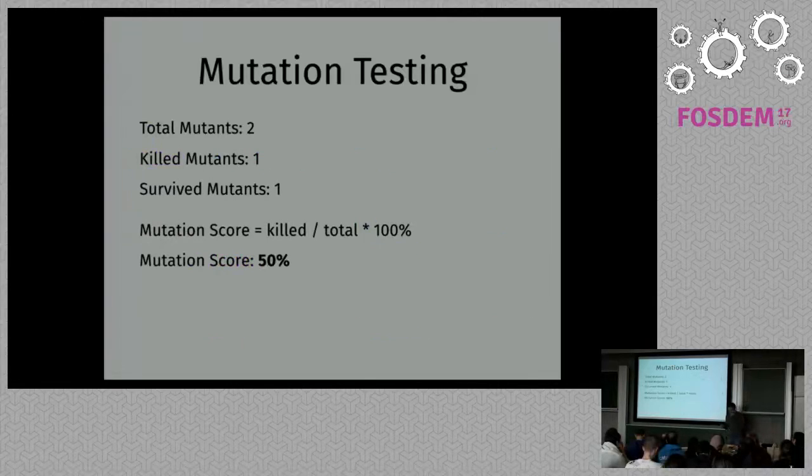Based on this example, we can derive a few numbers. The total amount of mutants is 2. One mutant was killed, one survived. Mutation testing also comes with a metric called mutation score, which is calculated by the formula on the screen: the amount of killed mutants divided by the total amount of mutants, multiplied by 100%. In this specific case, the mutation score is 50%, and it's not good. Again, you should not strive for 100% because you probably will not reach it anyway, but you can use it just as a hint. So a higher mutation score is better.